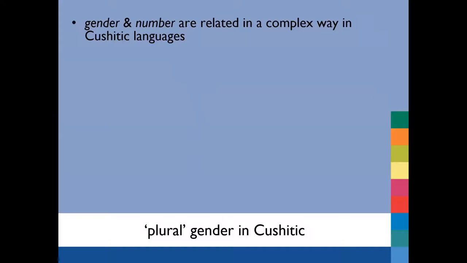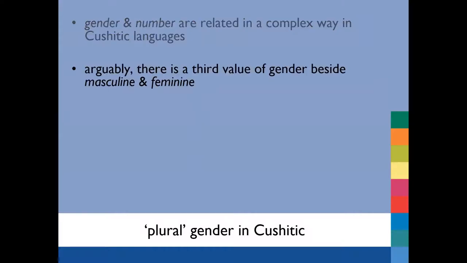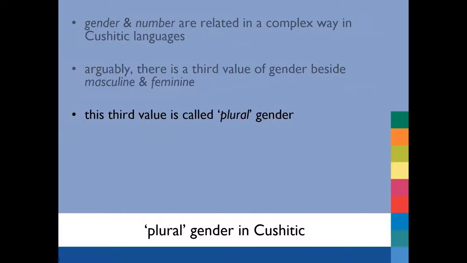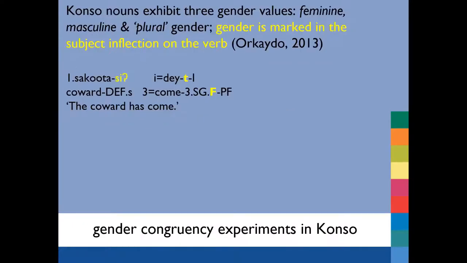Now, why did we do this in the first place? Well, the theoretical motivation was that Cushitic languages like Konso have a very interesting feature in the sense that gender and number are interrelated in a complex way. What theoretical linguists and descriptivists have argued about is whether there is actually a third gender besides masculine and feminine. This gender has been called by some people plural gender. Now, why has this been called plural gender? Because it has the same feature marking as the plural in Konso.